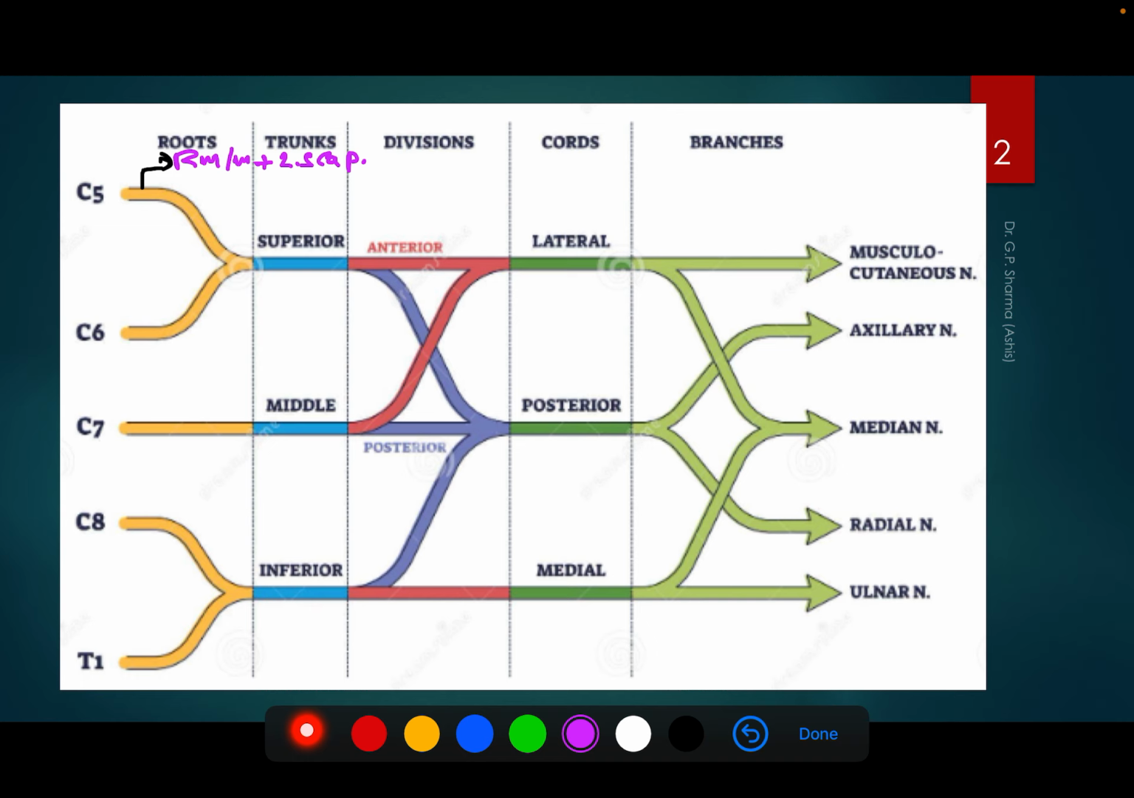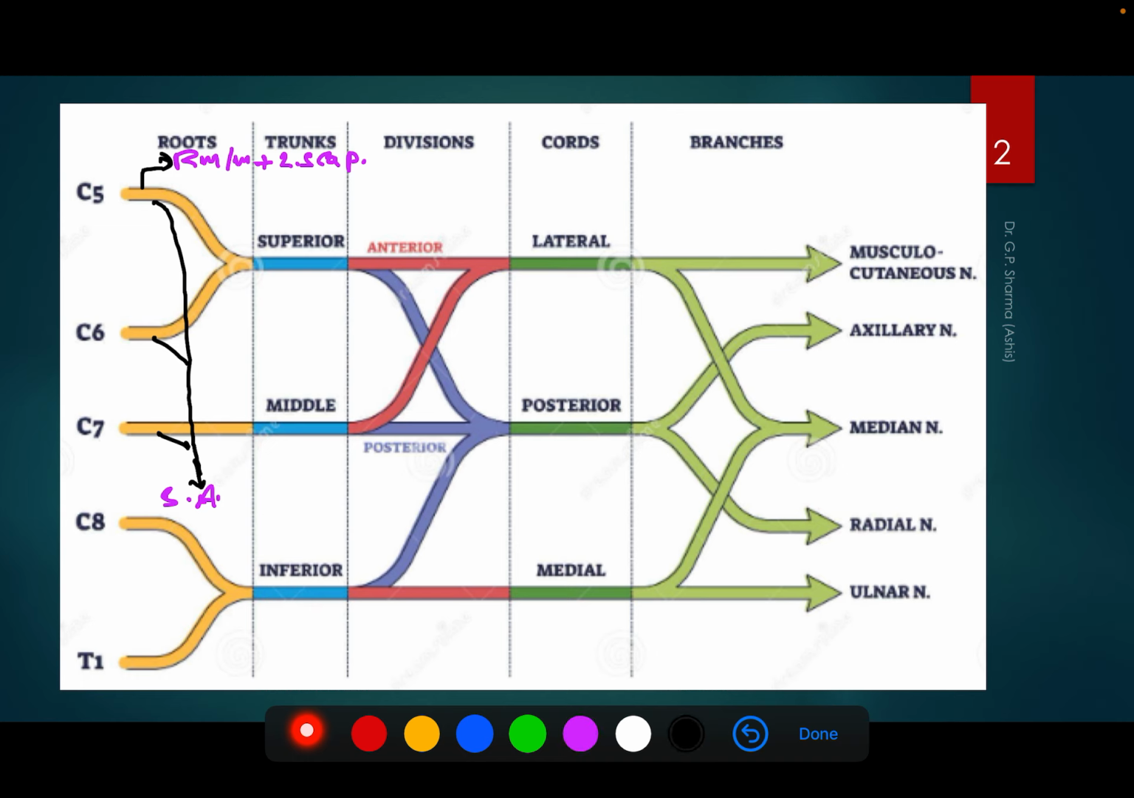After that, I have another branch here. If you remember, that was our branch, right? So this branch was coming like this, one from here, one from here, one from here. So this is my long thoracic nerve. This long thoracic nerve is supplying my serratus anterior muscle.